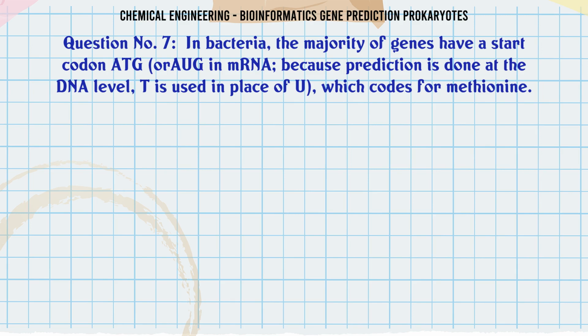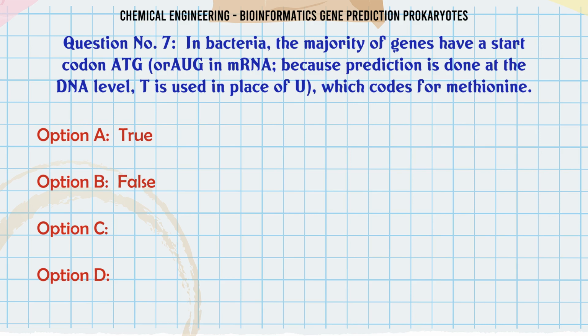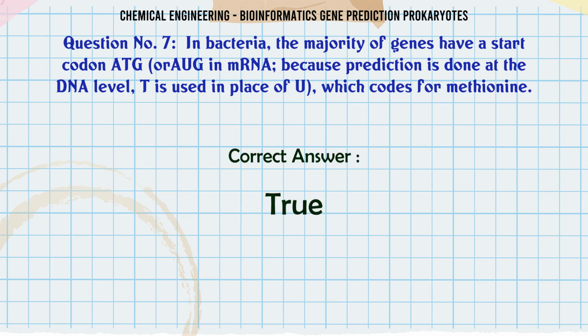In bacteria, the majority of genes have a start codon ATG or AUG in mRNA, because prediction is done at the DNA level. T is used in place of U, which codes for methionine. A. True. B. False. The correct answer is true.